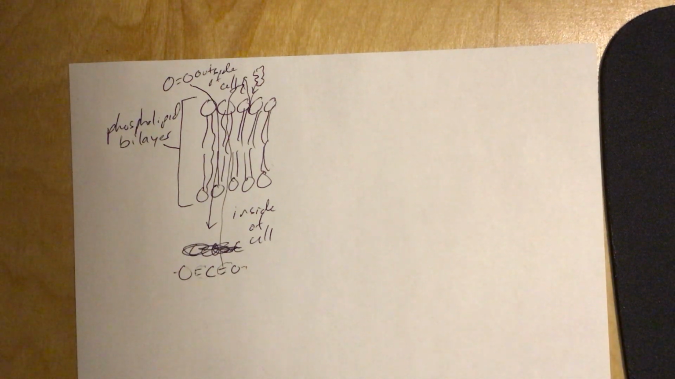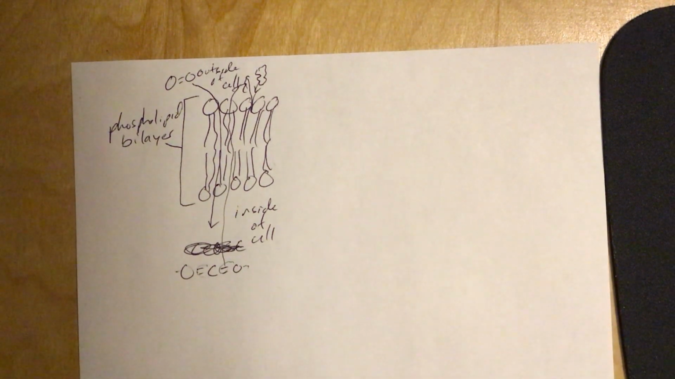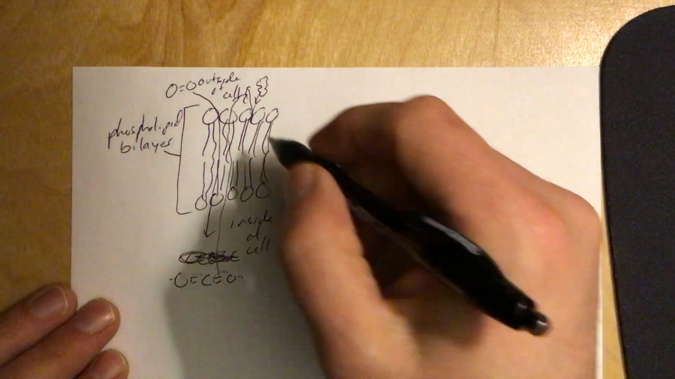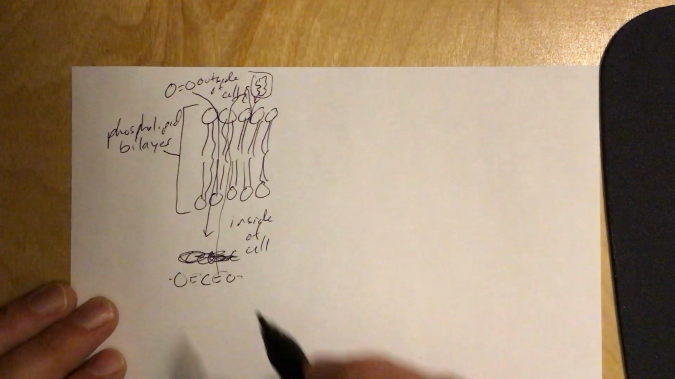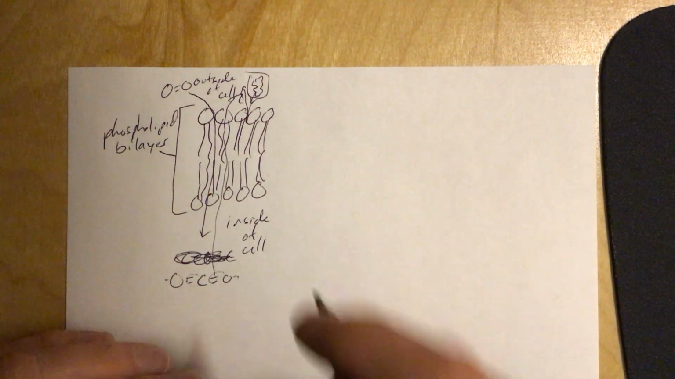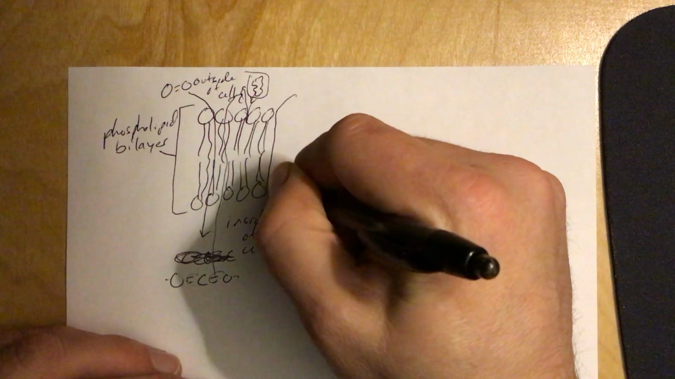Phospholipid bilayer, and it kind of makes sense. It's a double layer made of phospholipids. Well, that's great, but what about this guy? What if this molecule actually needed to get in? Okay, now we need to add some other things.